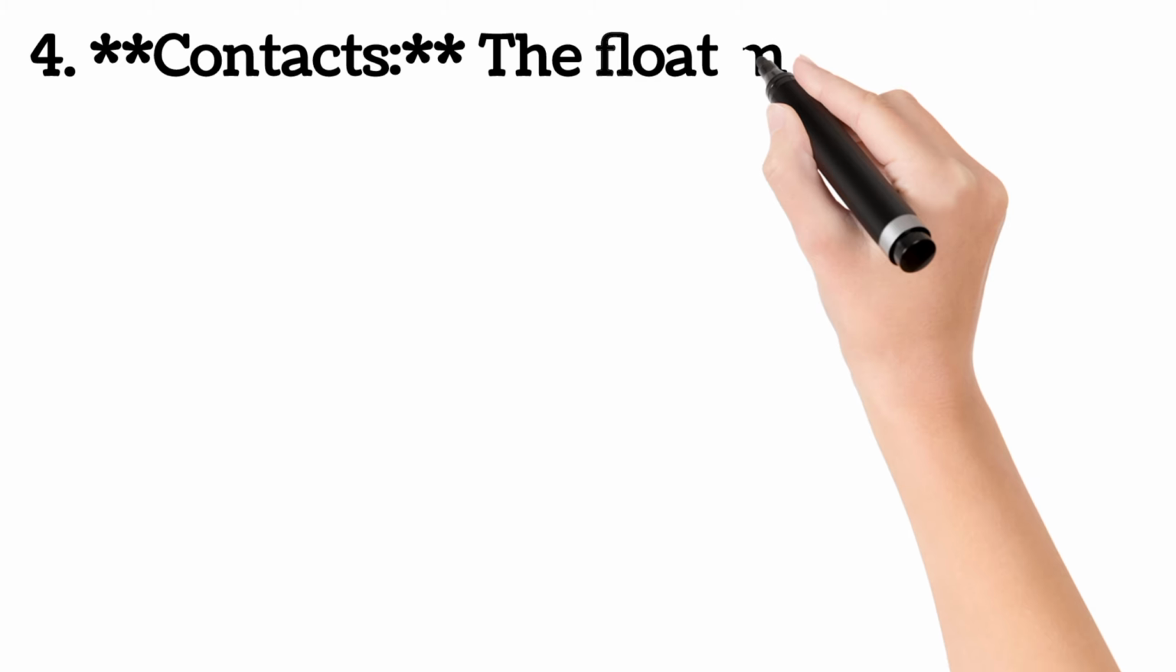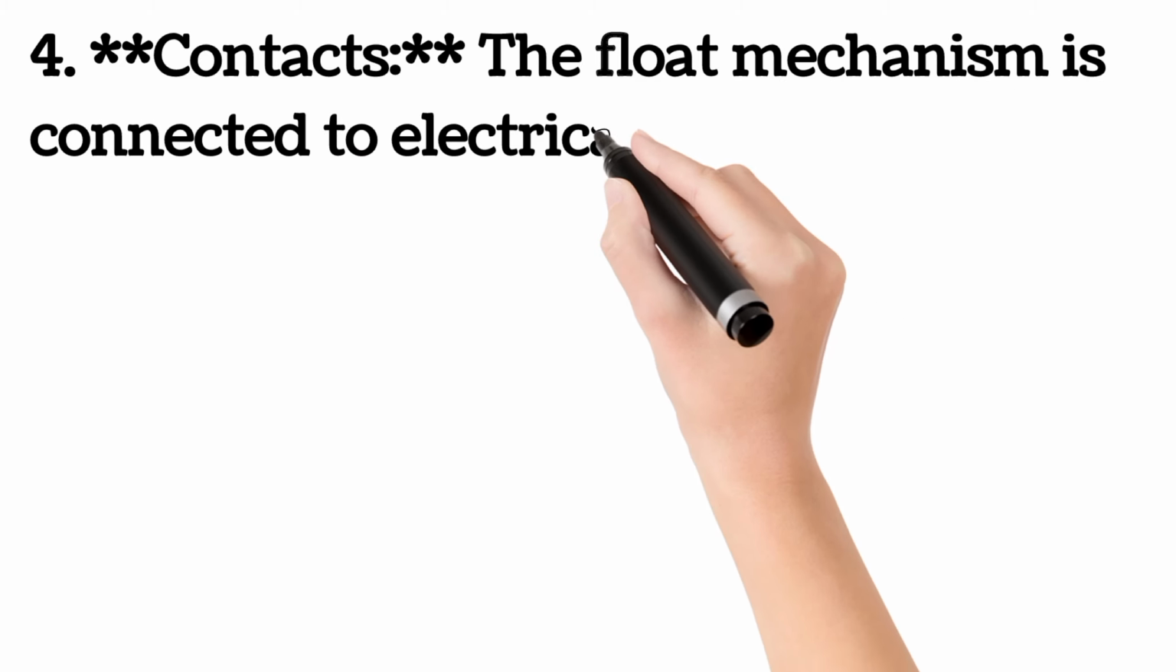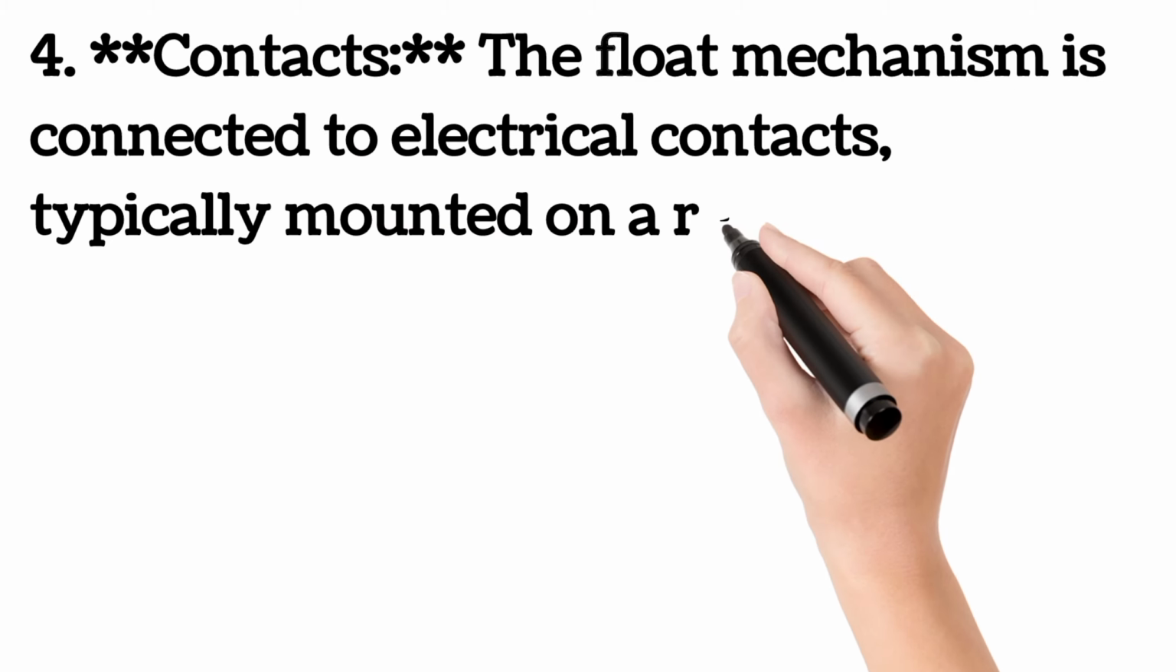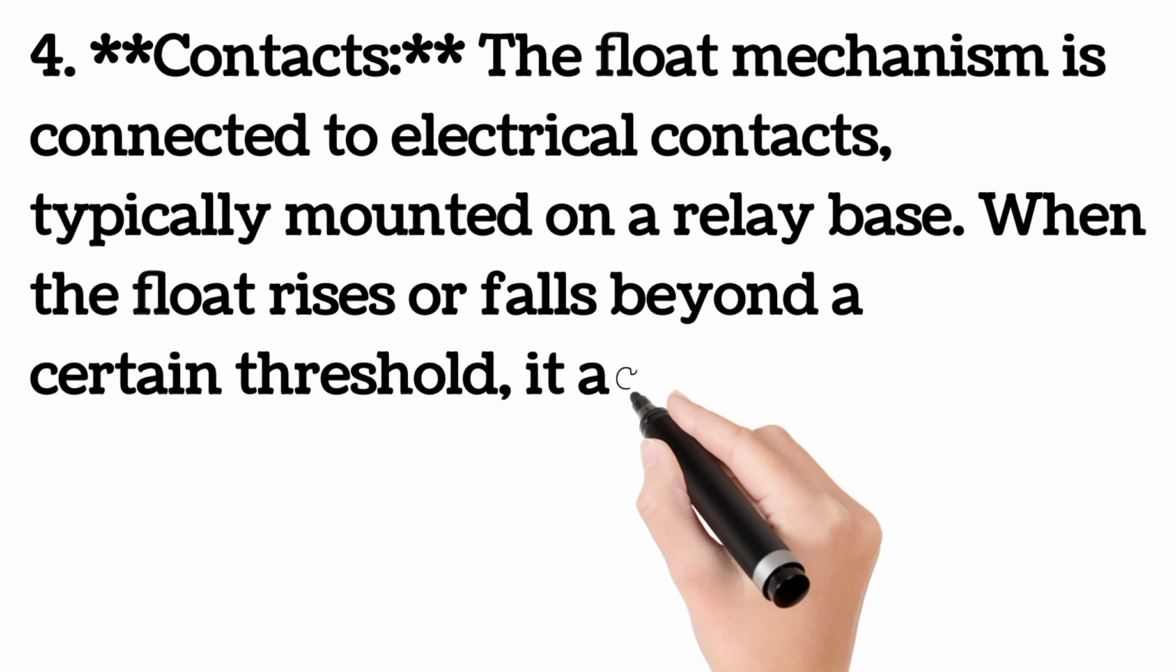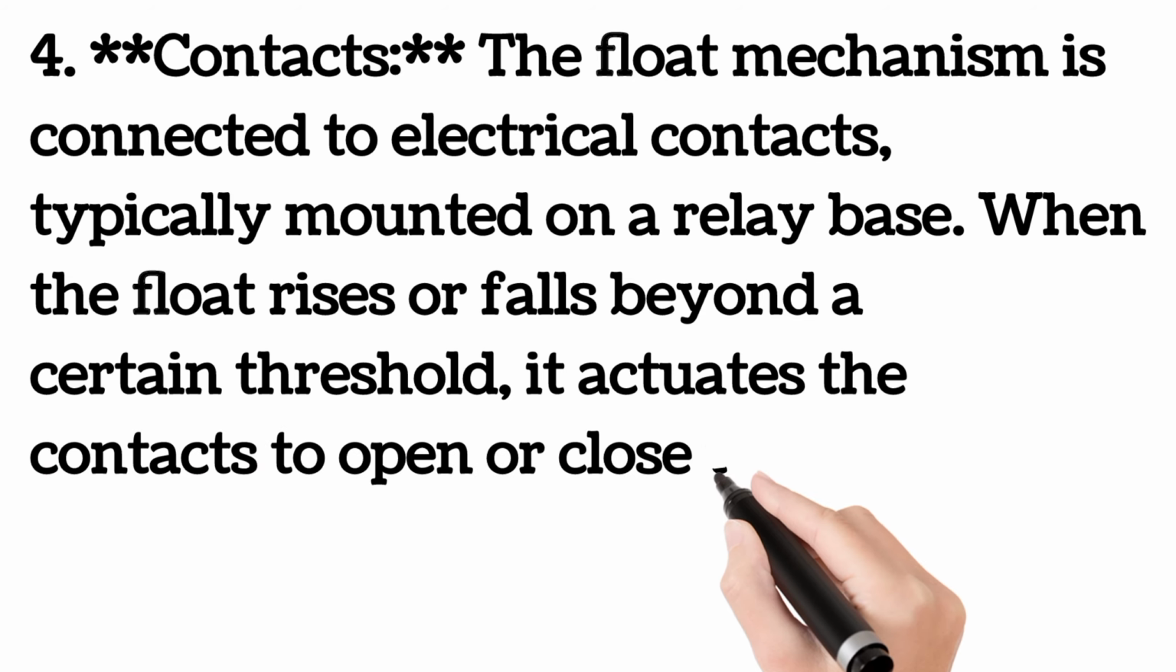4. Contacts. The float mechanism is connected to electrical contacts, typically mounted on a relay base. When the float rises or falls beyond a certain threshold, it actuates the contacts to open or close the relay circuit.